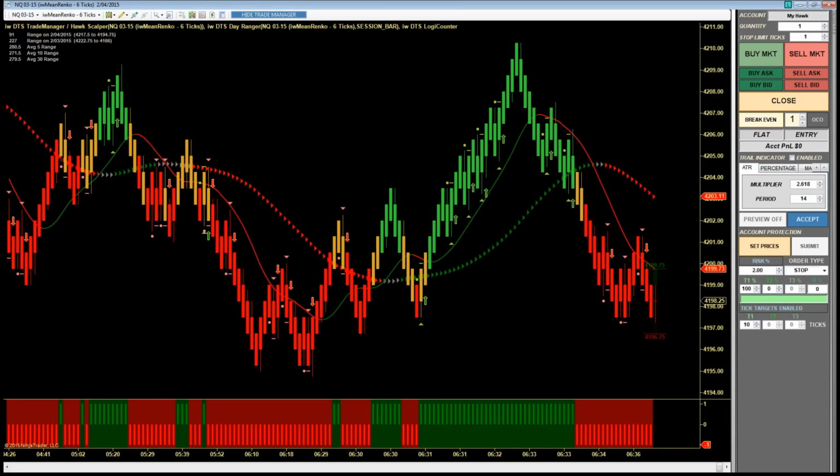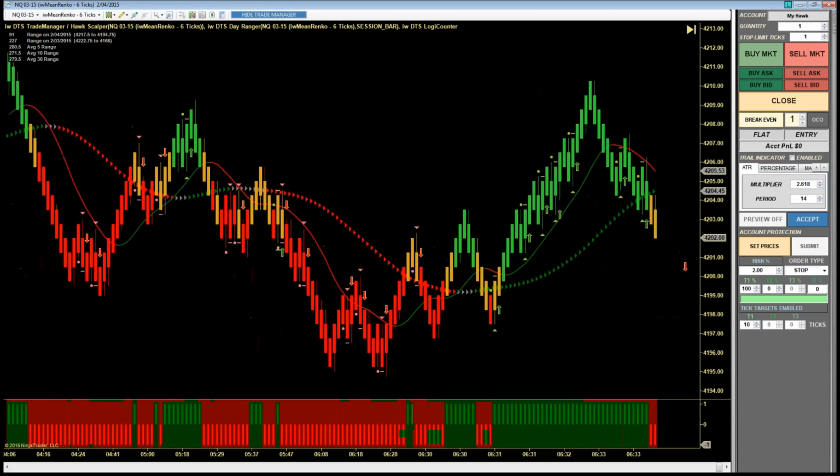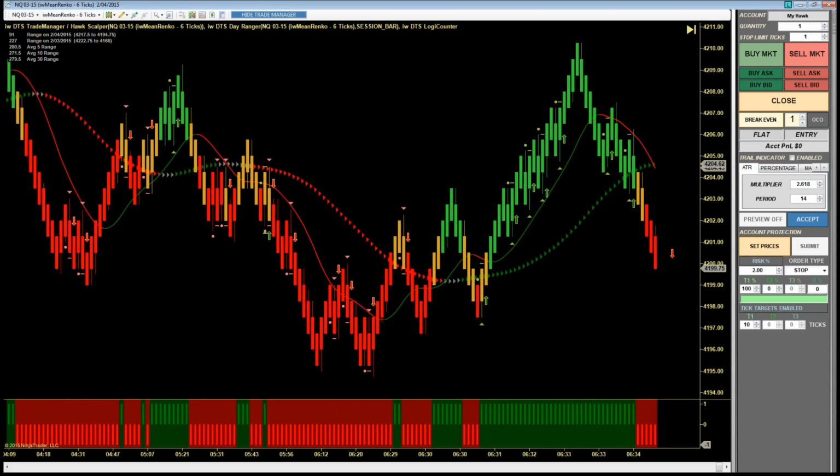The Hawk also has a filter down here. This is a momentum filter. It will help you gauge whether or not the market is ready to take a signal or not. And as with the other tools, we're just looking for confluence here. We're just looking for everything to be in sync.